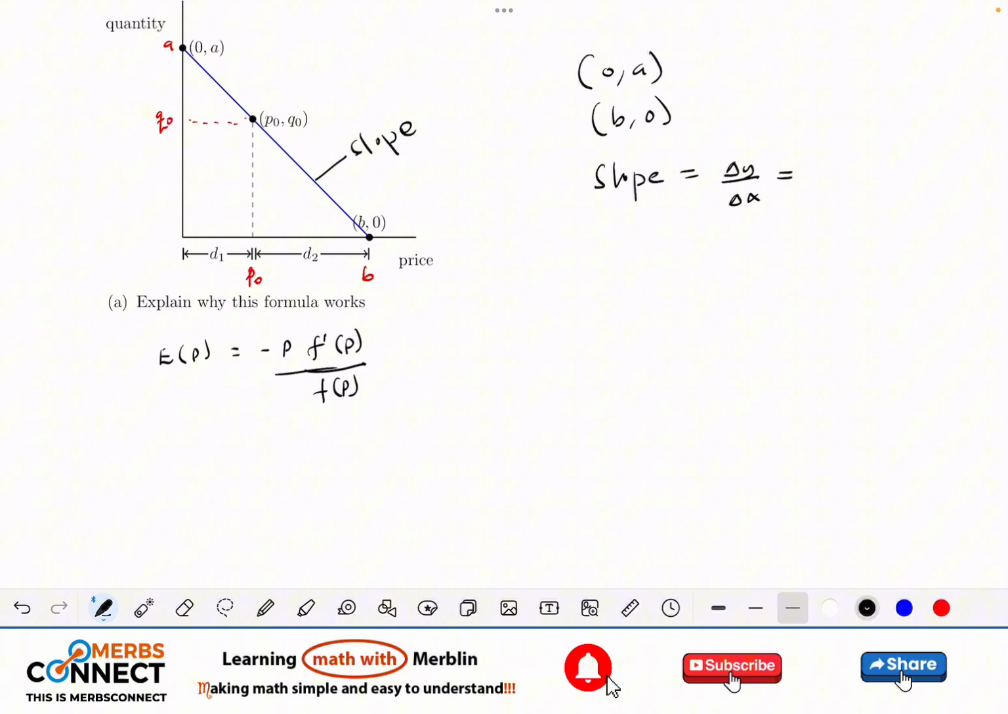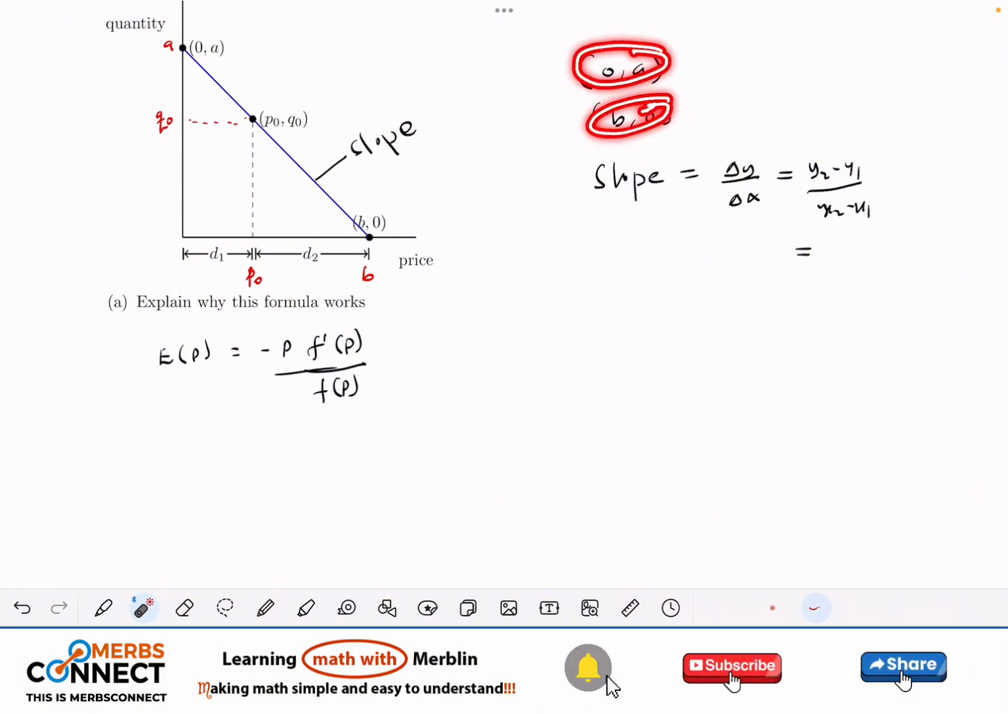X, which is y2 minus y1 divided by x2 minus x1. So this is going to give us, if I'm using this one to be x1, or let me say y1, y2, y1, x1, and this one to be y2, x2, then I'm going to have a minus 0 divided by 0 minus b. Is that right? Yes. So this is going to give us minus a over b. So this will be the slope.